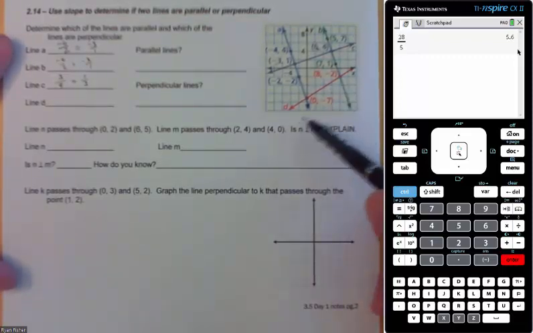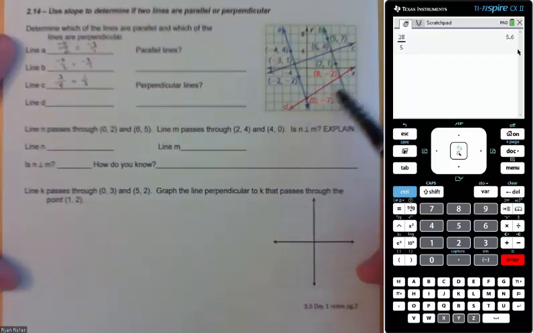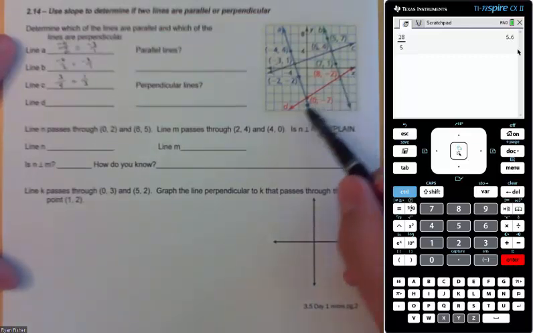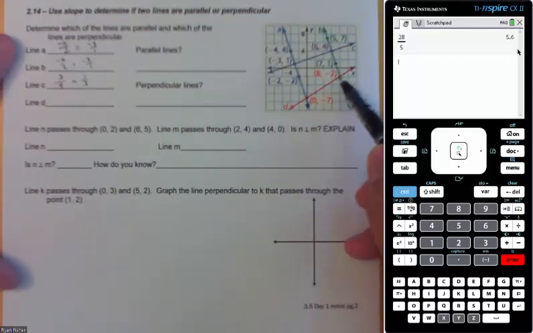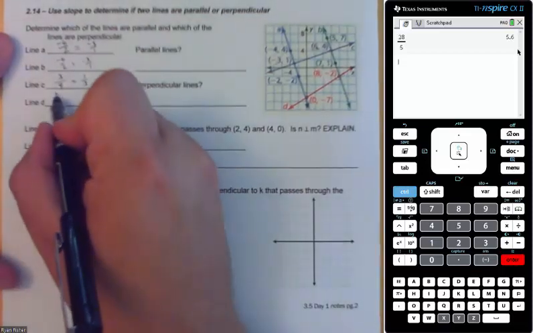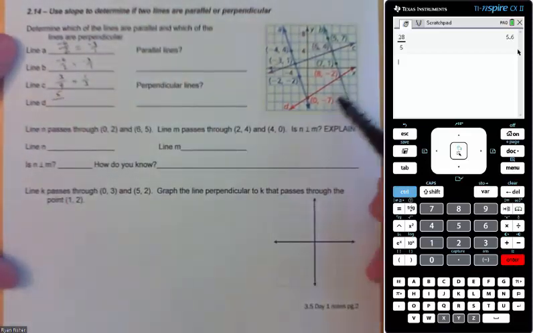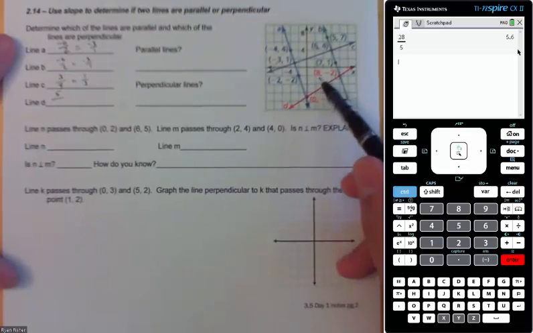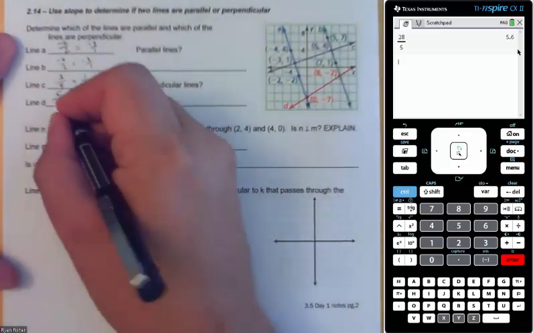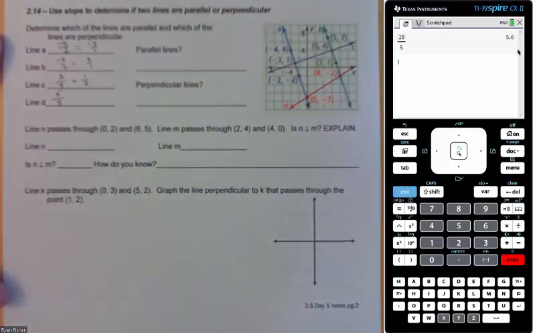Lastly, line D. Here's a point 0, -7, and here's a point 8, -2. Y goes from -7 up to -2, which is going up by 5. And X changes from 0 up to 8, which is up by 8. And 5/8 does not reduce.